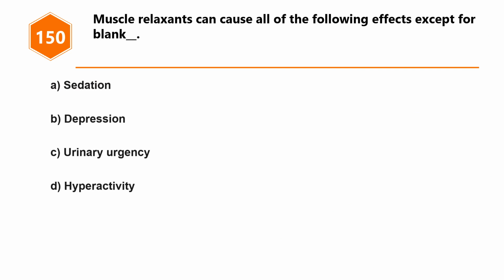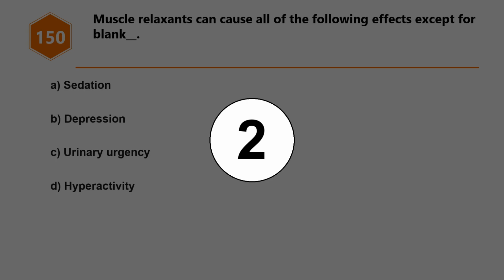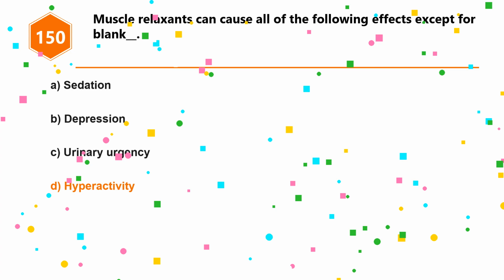Question 150. Muscle relaxants can cause all of the following effects except for blank. Option A, sedation. Option B, depression. Option C, urinary urgency. Option D, hyperactivity. The correct answer is option D, hyperactivity.